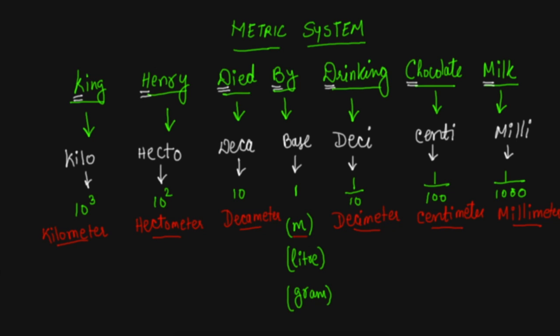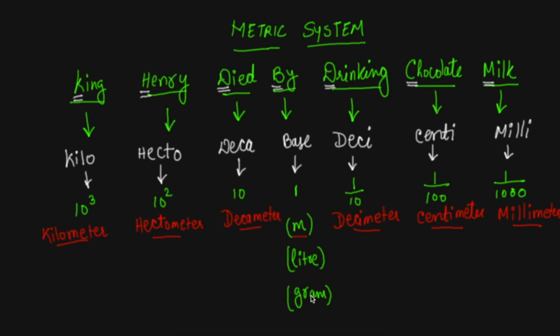And along with it, you also need to remember the values that are associated with it. So kilo, the value associated is 10 raised to 3, hecto is 10 raised to 2, deca is 10, base is 1, deci is 1 by 10, centi is 1 by 100, and milli is 1 by 1000, that you can see here. Now I was talking about the base unit. The base unit is either meters, liters, or gram.